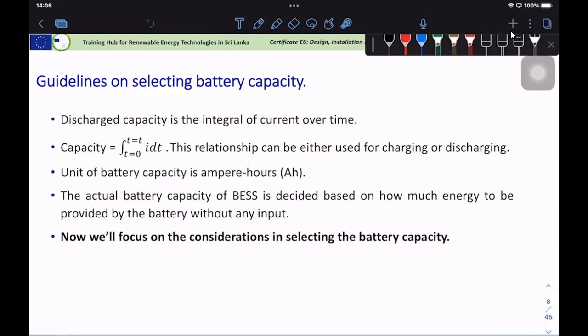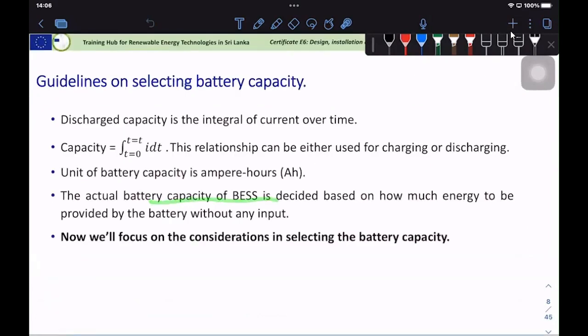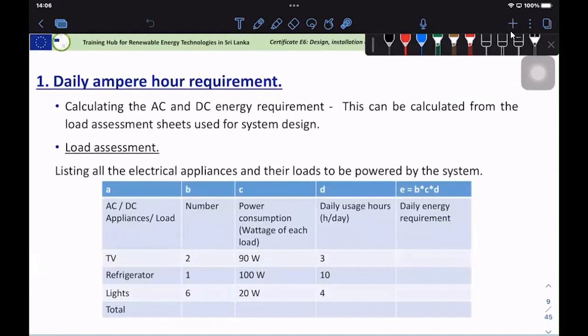Okay, so now we'll focus on the considerations in selecting the battery capacity. The first one is the daily ampere hour requirement. This is one parameter that influences the battery capacity of the battery energy storage system. For this daily ampere hour requirement, we need to calculate the AC, that means alternating current, and direct current energy requirements. This can be calculated using the table that is given here. You can have a look at this table. This is a load assessment table.